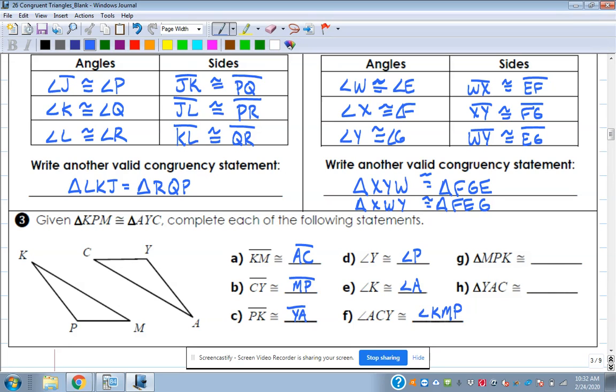So two new congruency statements: triangle MPK, triangle CYA, and triangle YAC. Easy stuff, right?